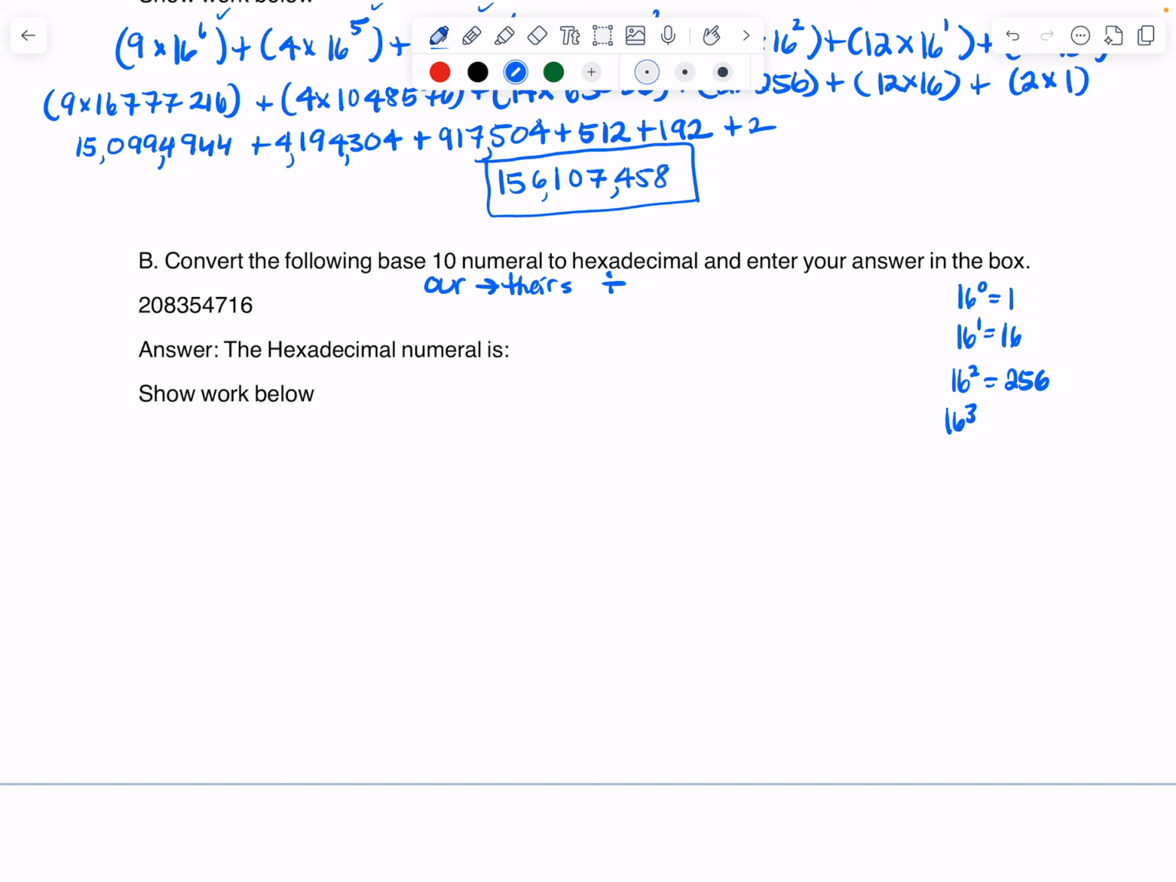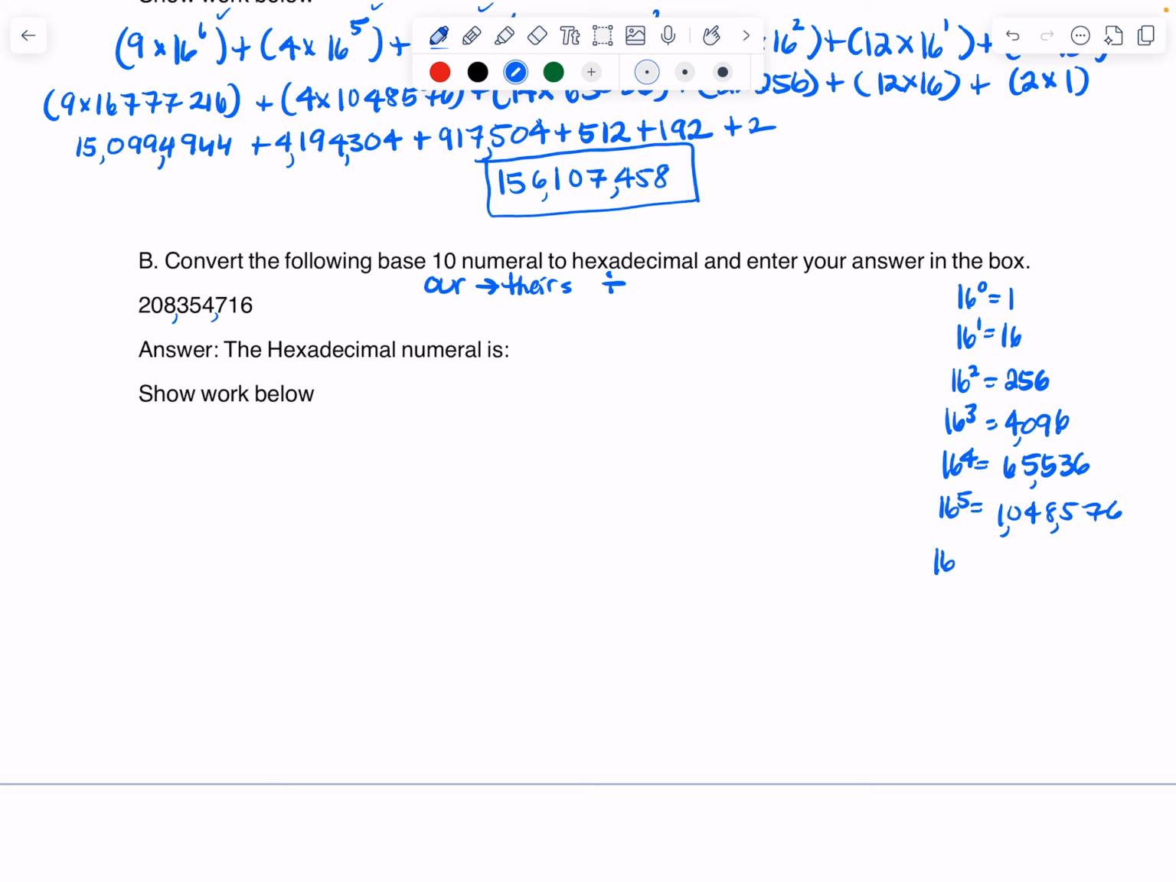16 to the 3rd is 4096. And that number is big, so I'm going to keep on going. 16 to the 4th, that's 65,536, so 65,000. Not close enough. So 16 to the 5th, 1,048,576. Okay, we're in the millions now.